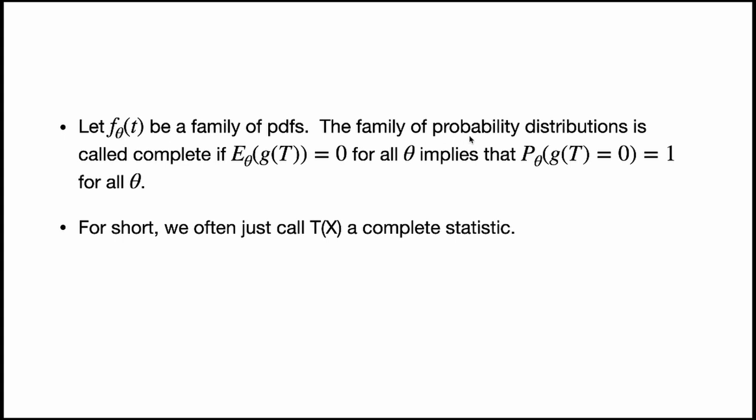And we call the family of probability distributions complete if the expected value of a function g of t is 0 for all theta, right? So if this is true, then that implies that g of t, that function of our statistic, is equal to 0, right? So how can this expected value be 0? Well, that just means the function is always 0 with probability 1, right? So, maybe there's a set of probability 0 where it is not equal to 0, but for the most part, the function has to be equal to 0 with probability 1 for all theta.